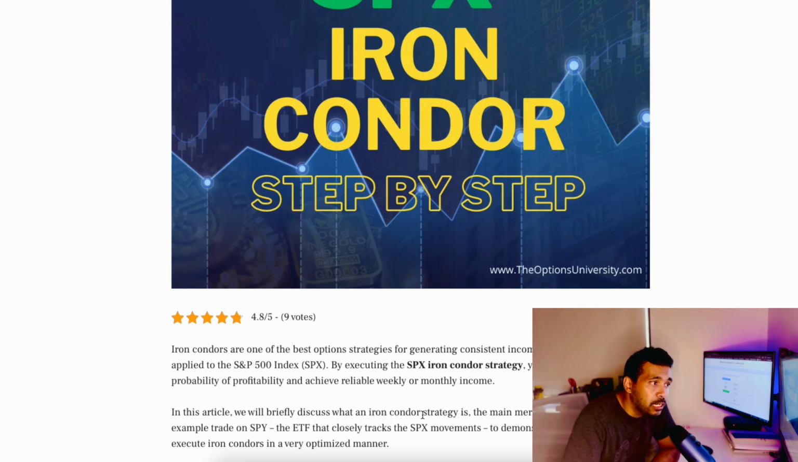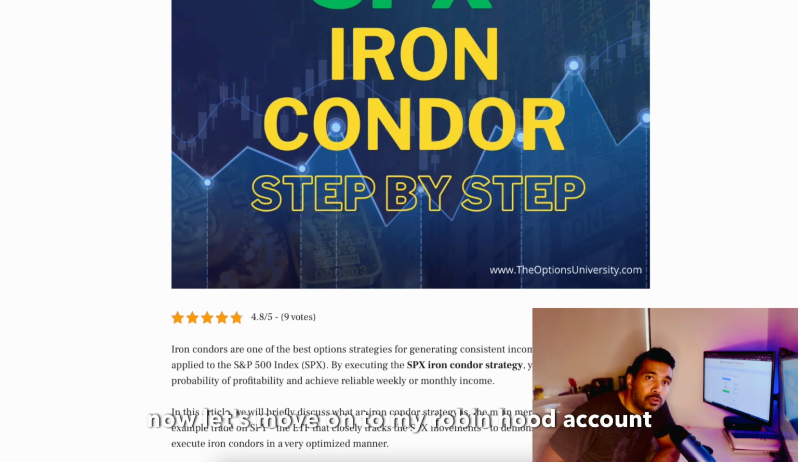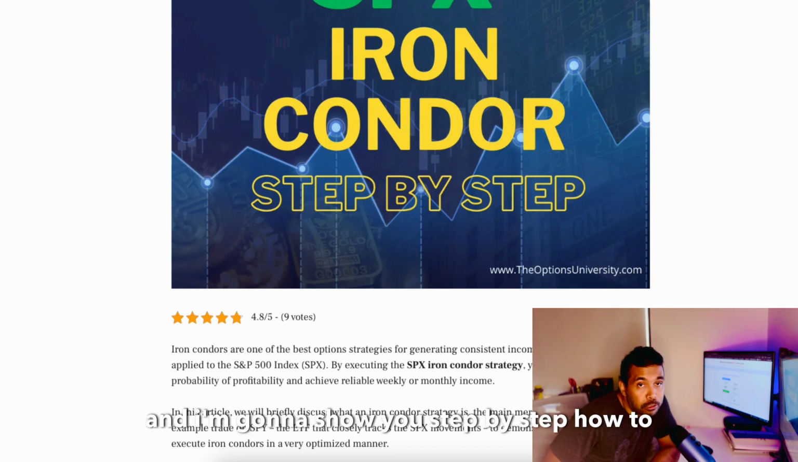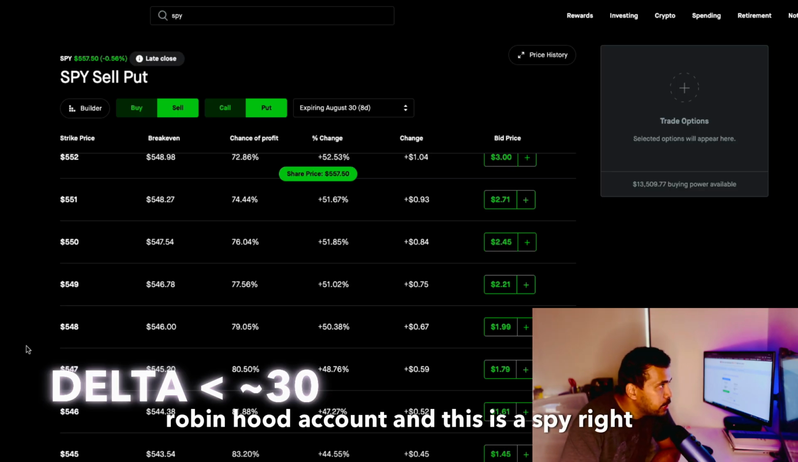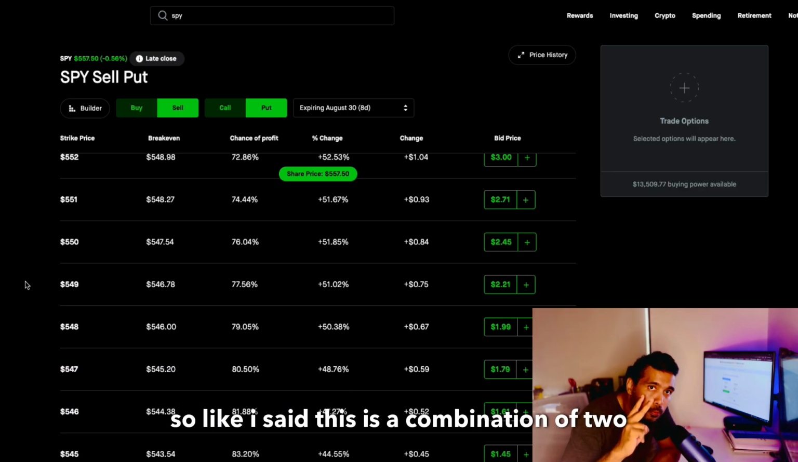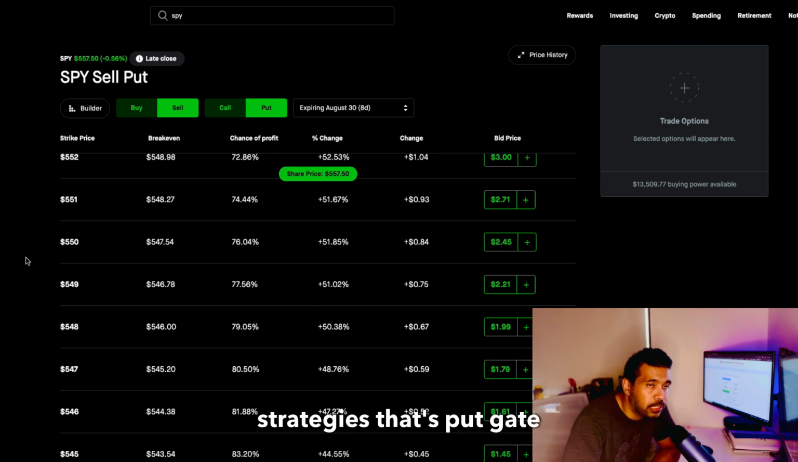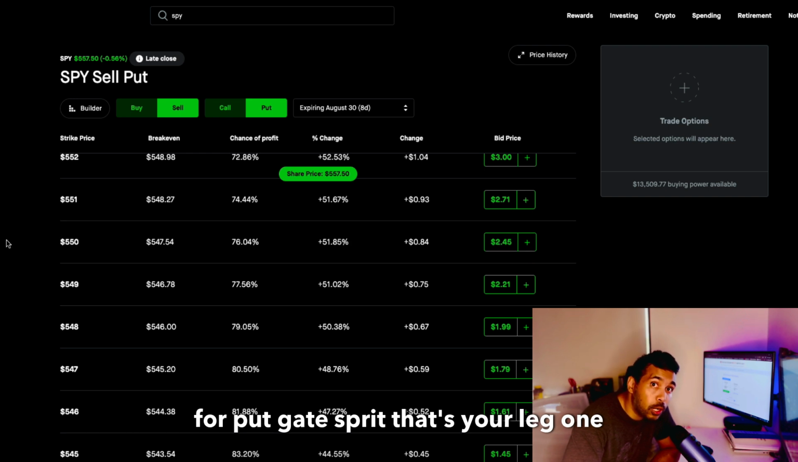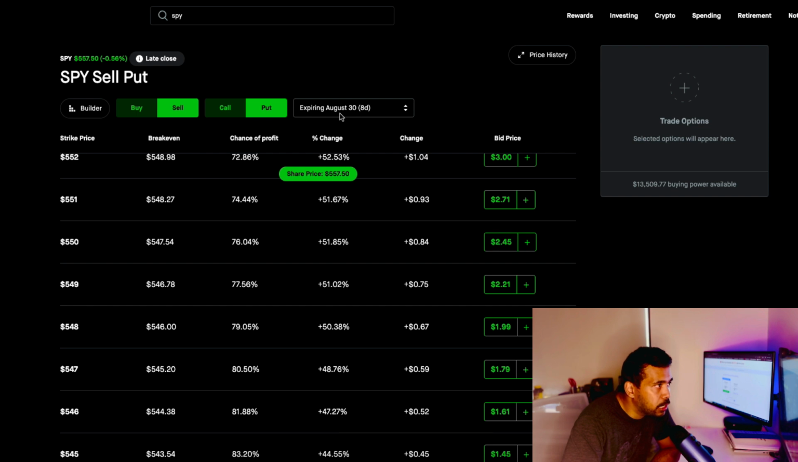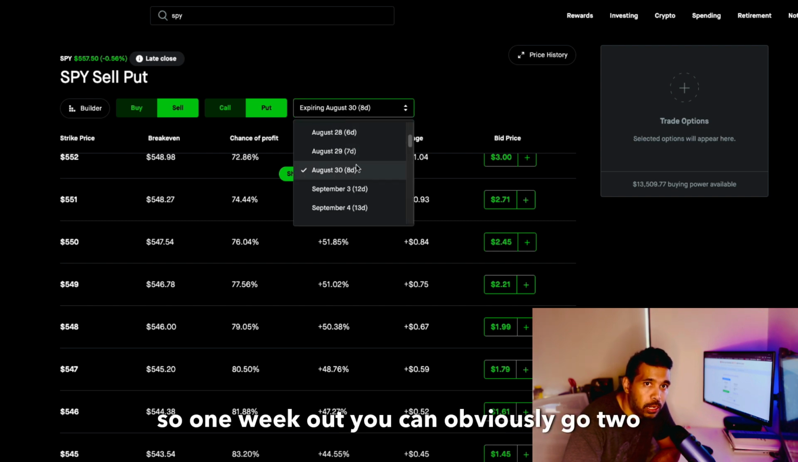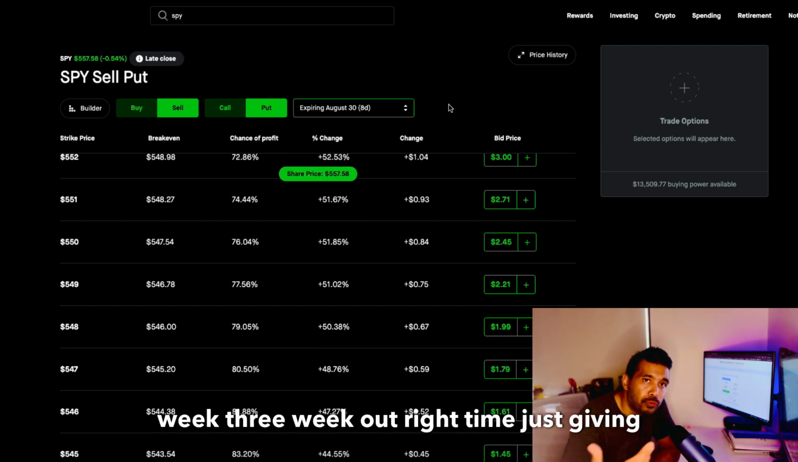So with that, now let's move on to my Robinhood account and I'm gonna show you step by step how to execute Iron Condor. Okay guys, so I'm in my Robinhood account and this is SPY, right? Like I said, this is a combination of two strategies, put credit spread and call credit spread, right? So the first thing you do for the put credit spread, that's your leg one, is select the expiry. I'm gonna select August 30th. That's 1 week out. You can obviously go 2 weeks, 3 weeks out, right?